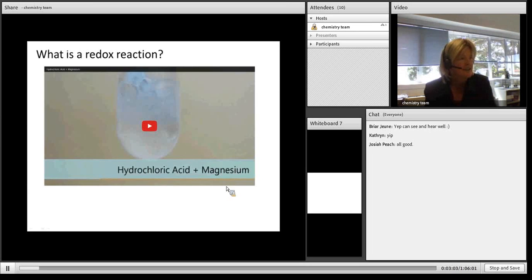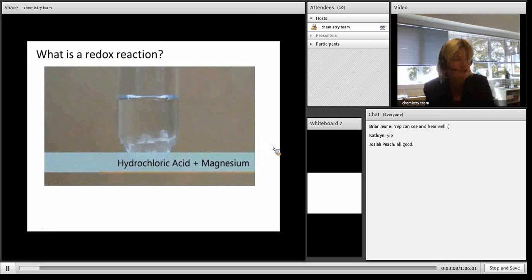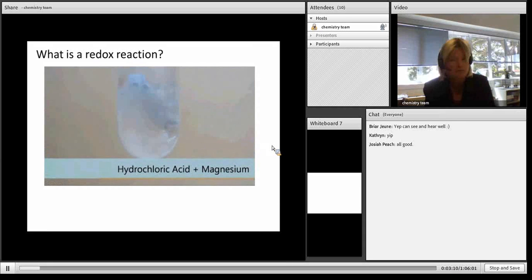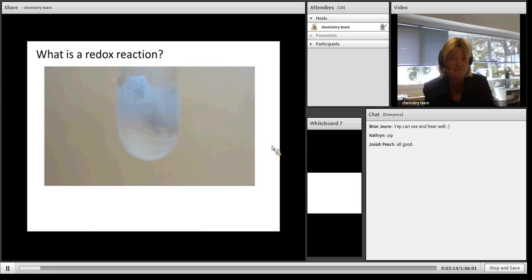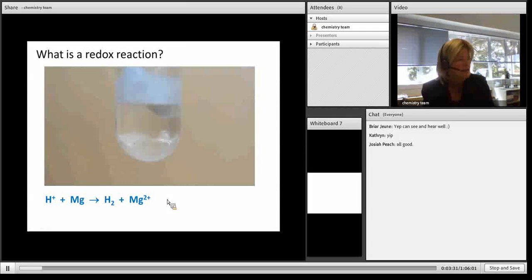So here is a reaction, so thinking of those observations we were looking at. It's one I'm sure you've done at level 1 if you were with us. Put some magnesium into some acid, in this case hydrochloric acid, and you can see that the magnesium is disappearing. It's reacting and there are a lot of bubbles. So this is an example of a redox reaction. Let's have a look at what it is.